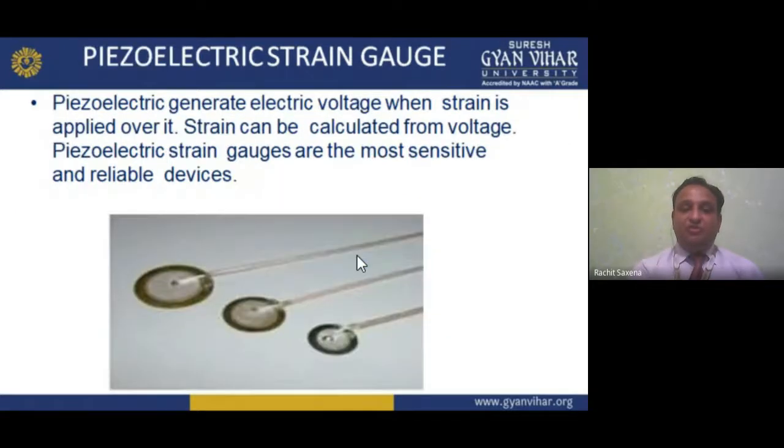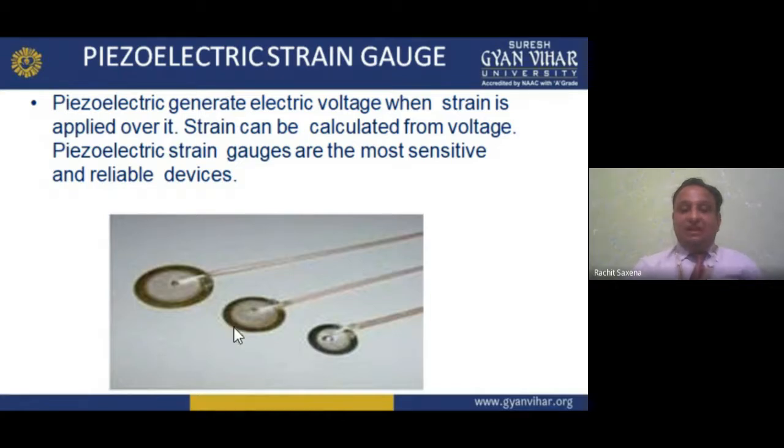Now moving forward, piezoelectric strain gauge. I'm giving a brief of it because if anyone asks how many types of strain gauges are available, we have different types available in the market. Piezoelectric gauges generate electric voltage when strain is applied over them. As I earlier told you, piezoelectric crystals are available in the market. If I apply force on it, if I push it, what will happen when strain is applied over it?